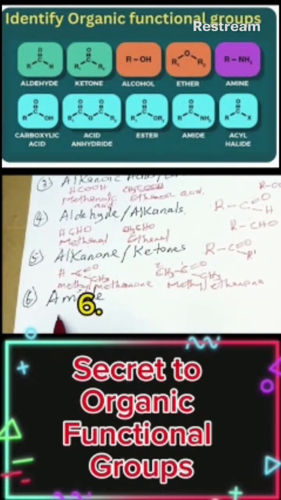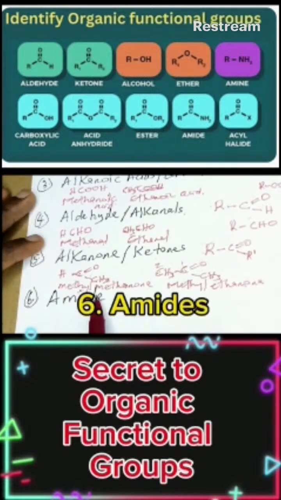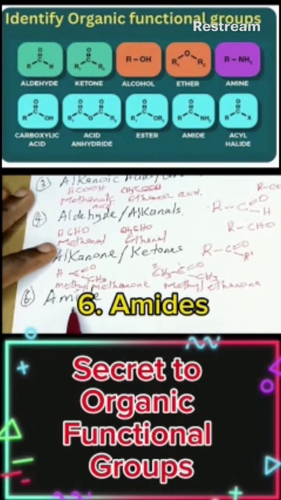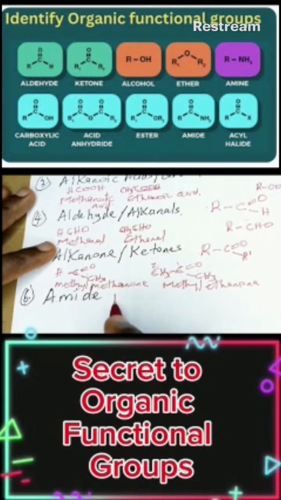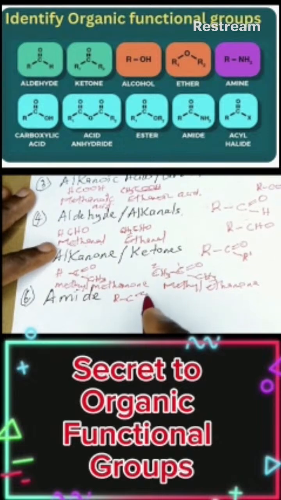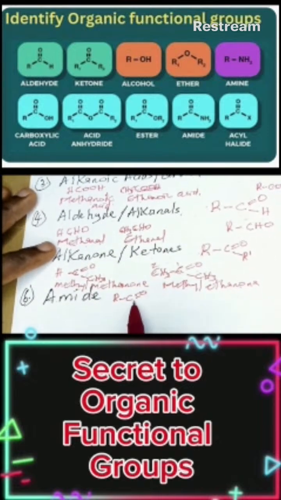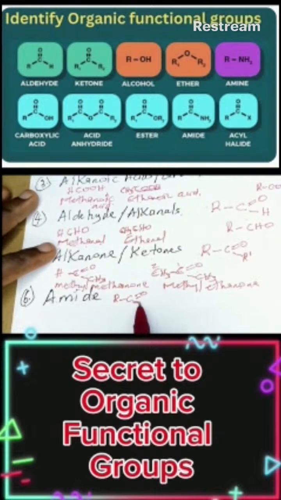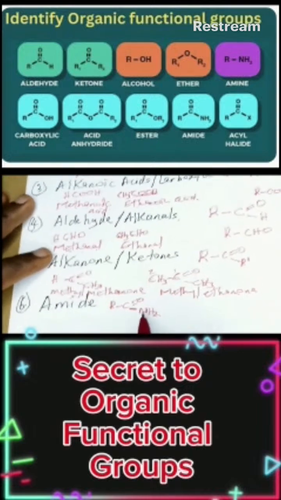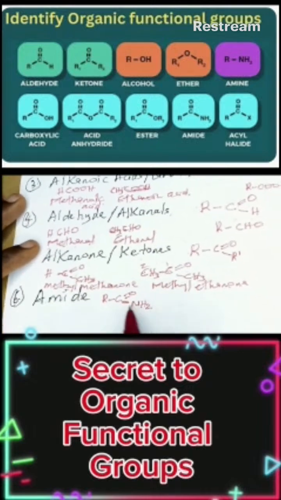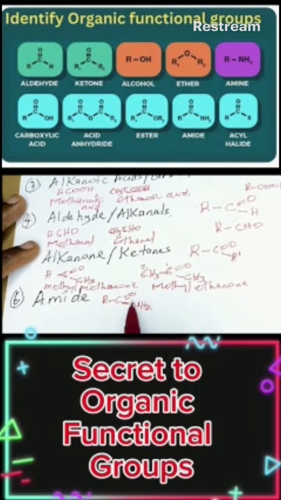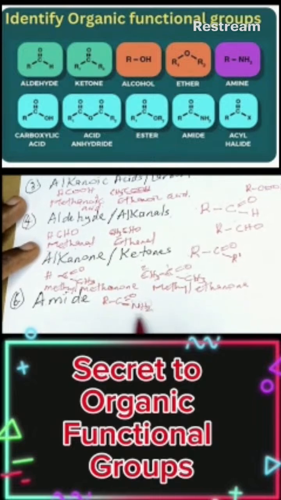Let's go to the number 6. The 6th one is the amide. Amide comes up whenever you replace OH here with an amine NH2, and this is called amide because of the presence of this amine. Even this carboxylic acid will have OH here, but instead of OH, you have the NH2, which is the amine.